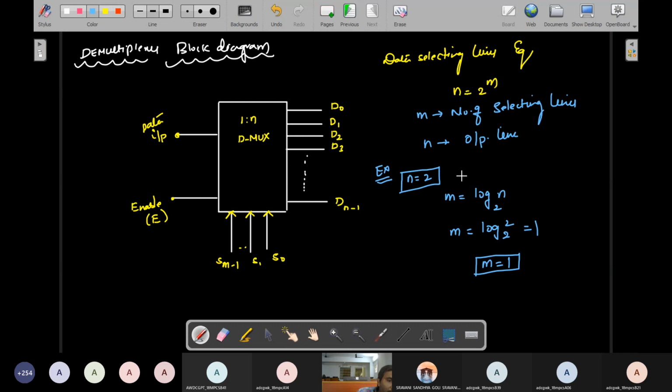So for 2 output lines you give 1 selecting input. If you consider 4 output lines, then there will be 2 selecting lines. If you consider 8 outputs, the selecting lines are 3, and so on. Every time the selecting lines increase depending on your output terminals. Please note everybody. I'll move to the next page.